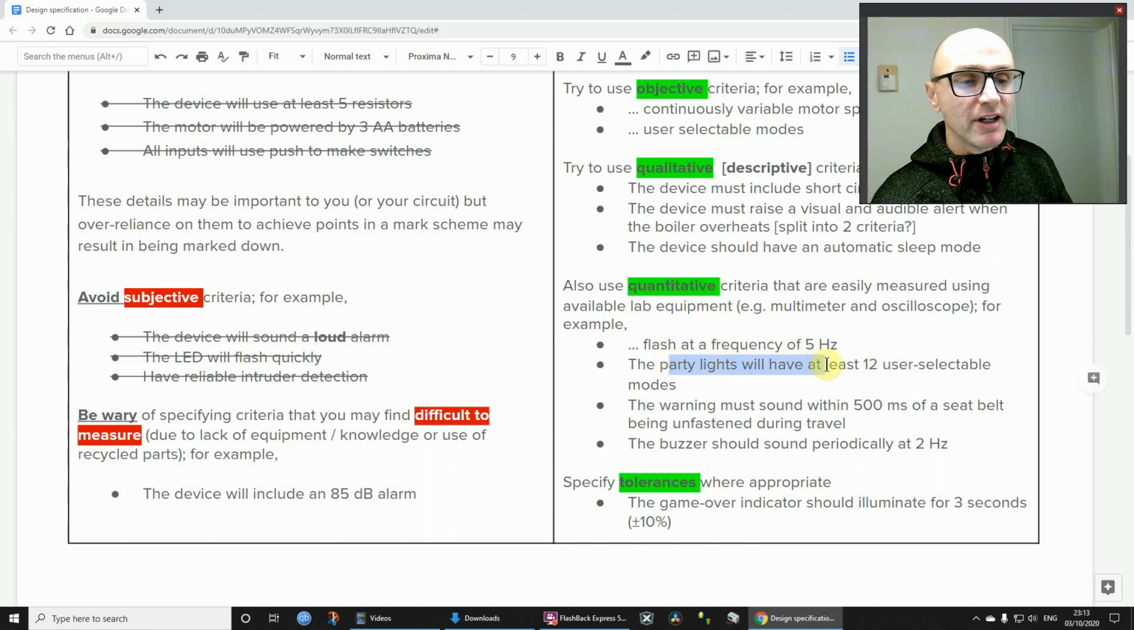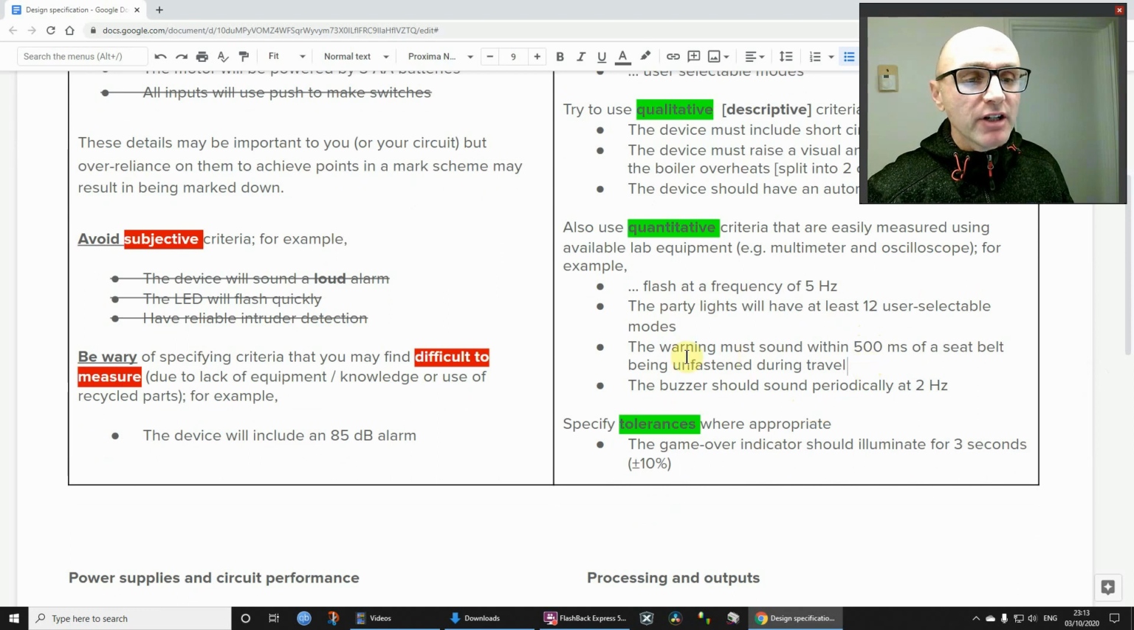if you're doing party lights, and you said your party lights will have at least 12 user selectable modes. So if it has 10, then it hasn't met the criteria. If it has 12 or 13 or 14, then it has, okay. By the way, if you're doing something with modes, you really don't need to have 12 modes. I can't see that you would, but, you know, up to you. Okay, I'll leave that one to you.